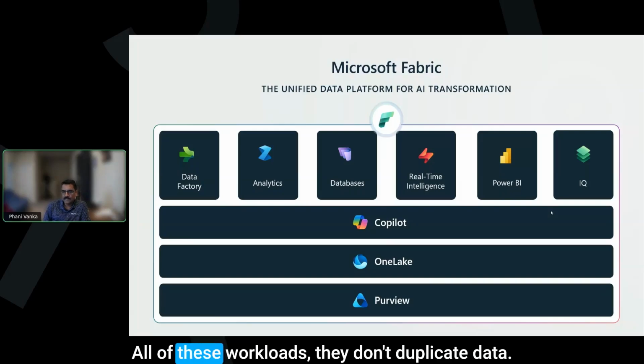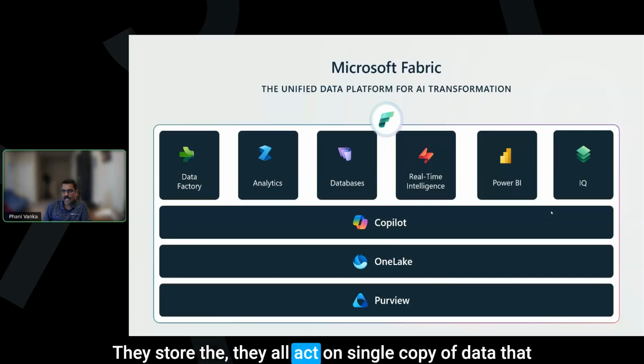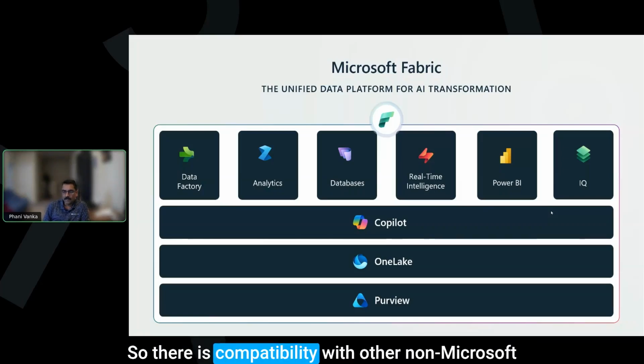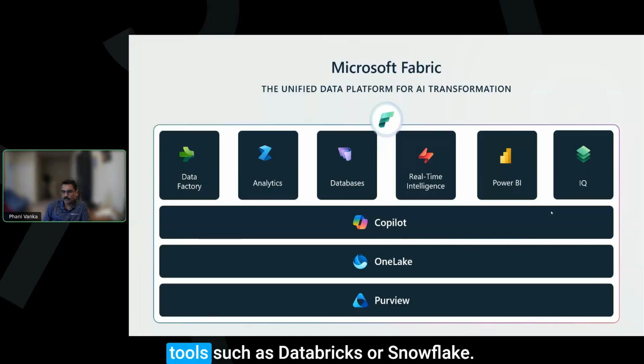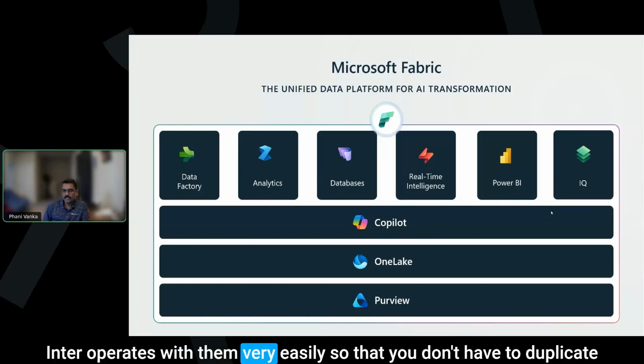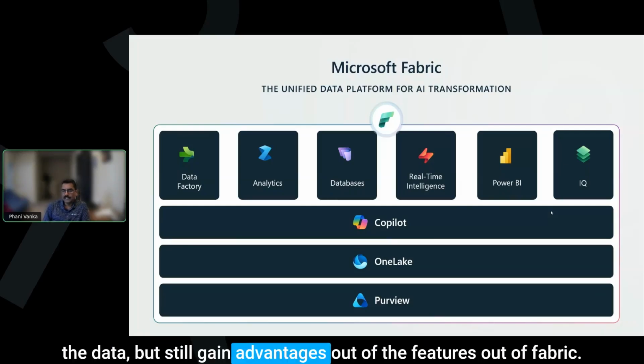All of these workloads, they don't duplicate data. They all act on a single copy of data that's stored in one lake, which supports open data formats. So there is compatibility with other non-Microsoft tools such as Databricks or Snowflake. So if you have data located in those platforms, then Fabric interoperates with them very easily so that you don't have to duplicate the data, but still gain advantages out of the features out of Fabric.